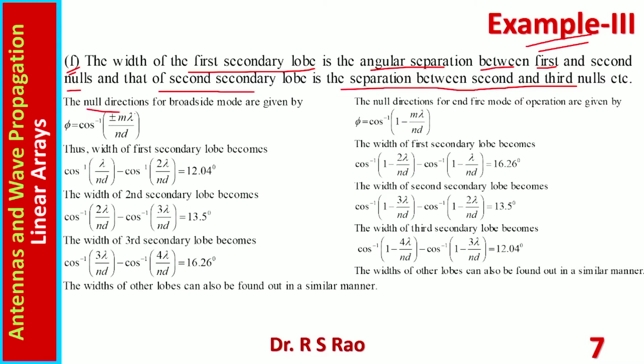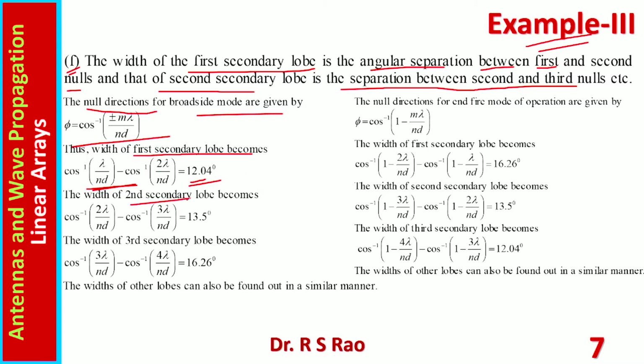Now, the null directions for broadside mode are given by this formula. We have used this formula already in the session, in this problem, example 3 itself, just a few moments back. Phi is equal to cos inverse plus or minus m lambda by nd. Thus, the width of the first secondary lobe becomes cos inverse lambda by nd minus cos inverse 2 lambda by nd. It becomes equal to 12.04 degrees.